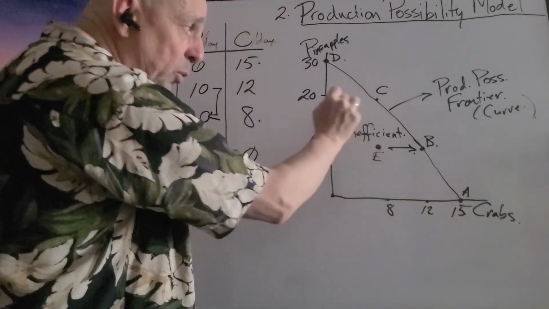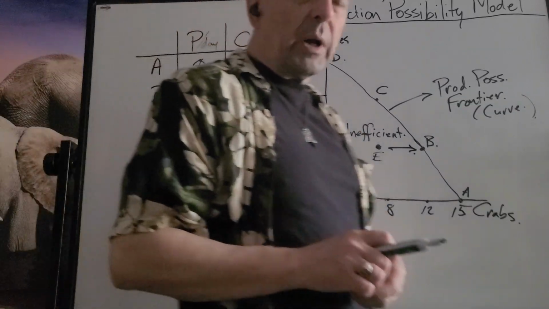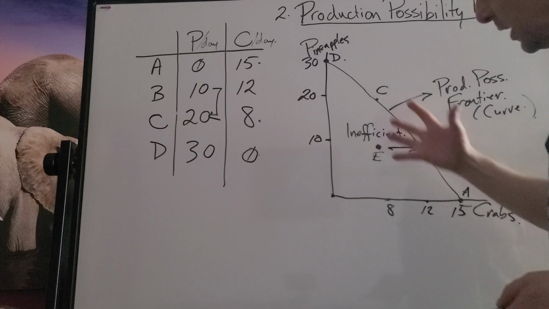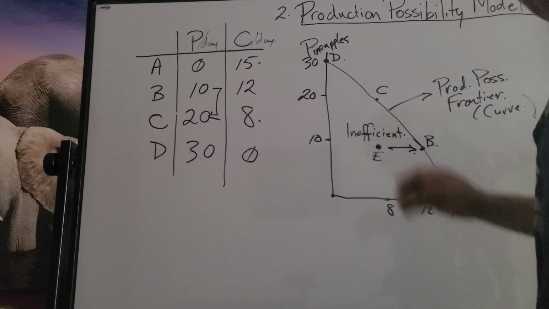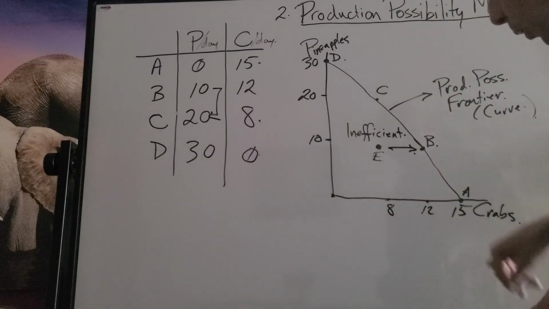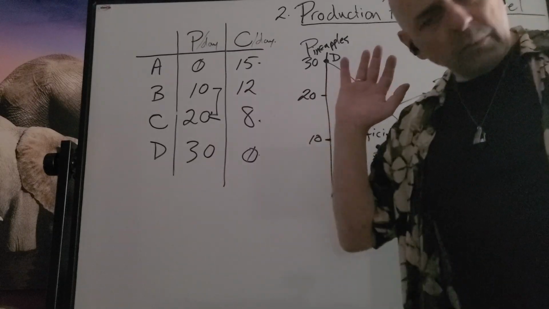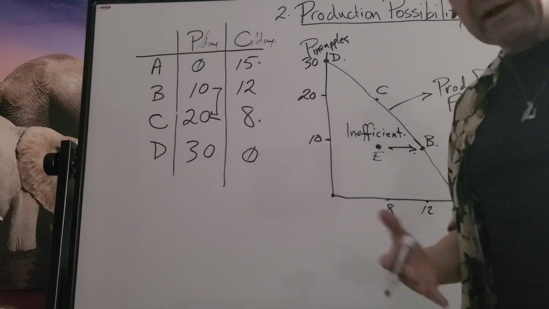Anything that's in this region on the inside of the curve is going to be inefficient. What it means is that we're not fully utilizing all the resources that we have. We're lollygagging. We're taking an extra nap during the day rather than going and getting more crabs. Now, there might be a type of utility or a satisfaction that you get out of that.